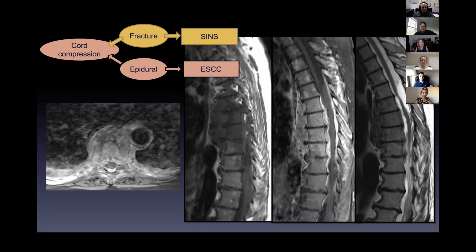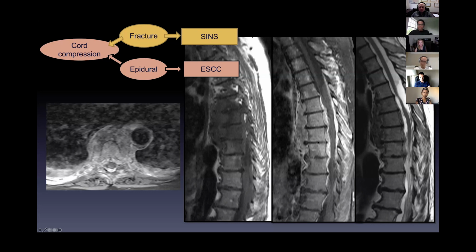But the one thing I want to say, in the other part of the equation, you care about cord compression. Is it osseous? Is it from a pathologic fracture compressing the cord with bone? Or is it epidural extension of disease compressing the cord with soft tissue? So the bone part is addressed with SINs partly, and the epidural part is addressed with the epidural spinal cord compression scale.